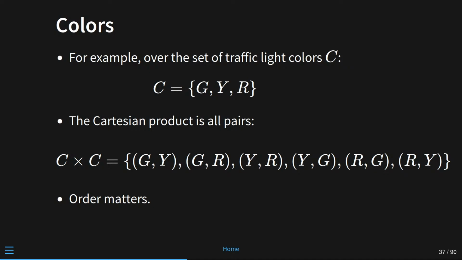And so there are 6 possible options here, and I think of them as being 2 pairs for each of the 3 colors. So green can go to yellow or red, yellow can go to red or green, red can go to green or yellow. Order matters.